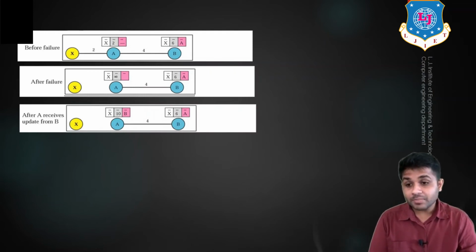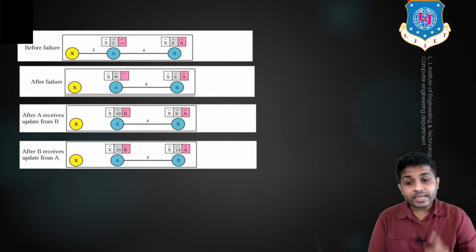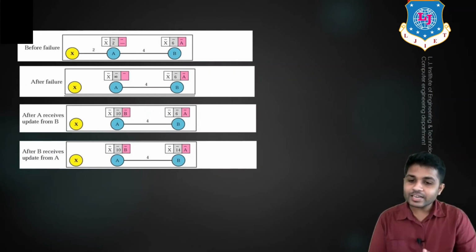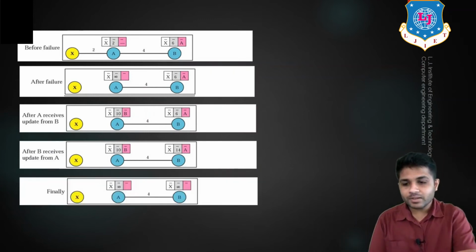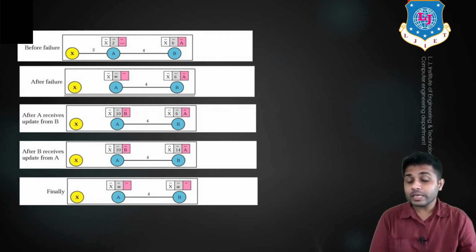Now after some time A will share its information, and B will think that it can reach X via A, while A thinks that it can reach X via B, and neither of them is right. After some time the value in both tables will become infinite, and this is known as two-node instability.